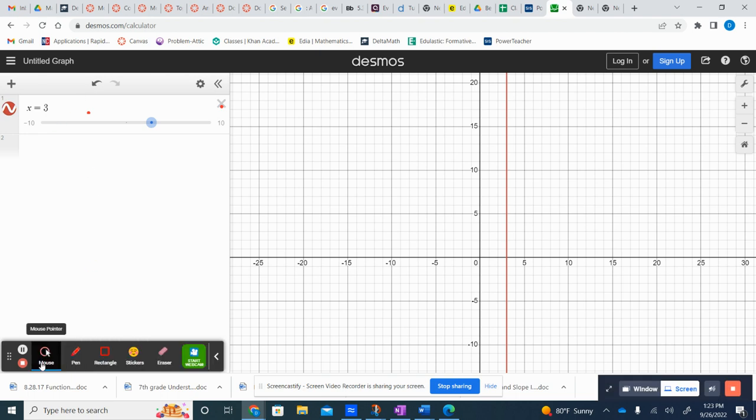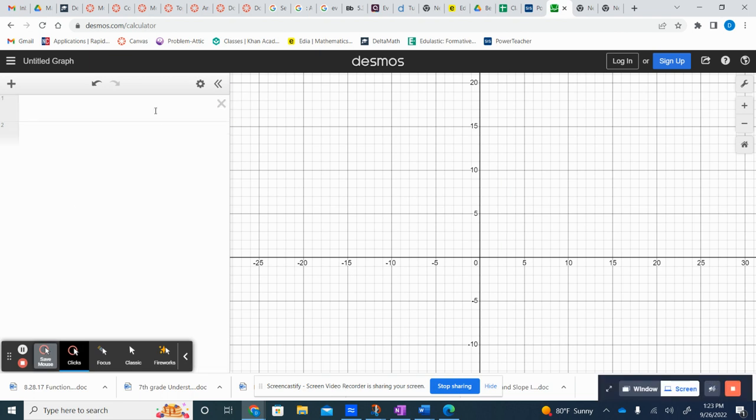Anyone? There we go. Mouse. Here we go. Thank you. Okay. So let's graph y equals, what was that function? Y equals what? 3. Thank you.